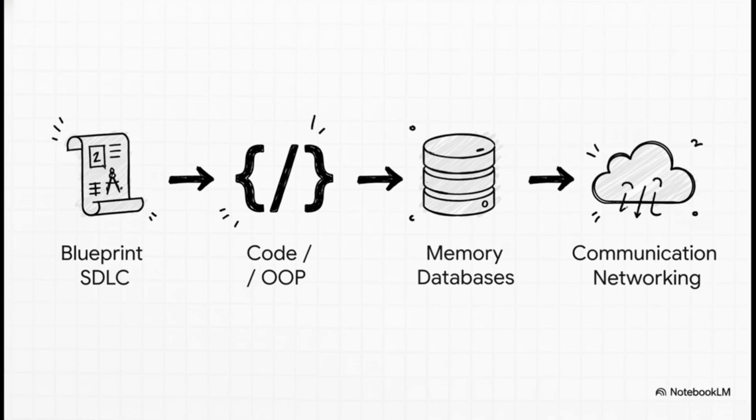You start with the blueprint, the SDLC. That blueprint guides the code you write, maybe using principles like OOP. That code needs a memory, which brings us to databases. And finally, that whole application needs to talk to the world, and that's where networking comes in. It all just connects.